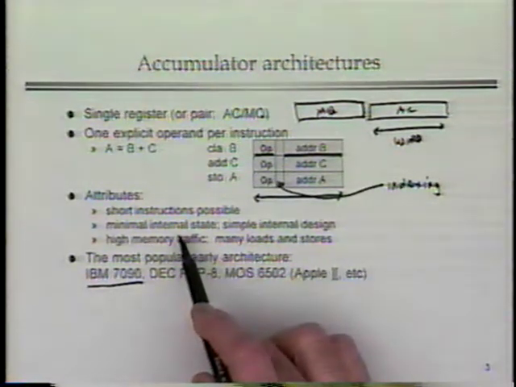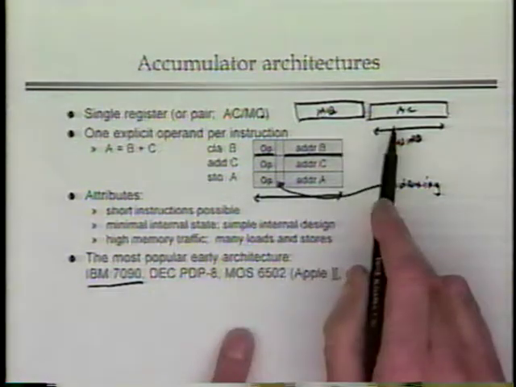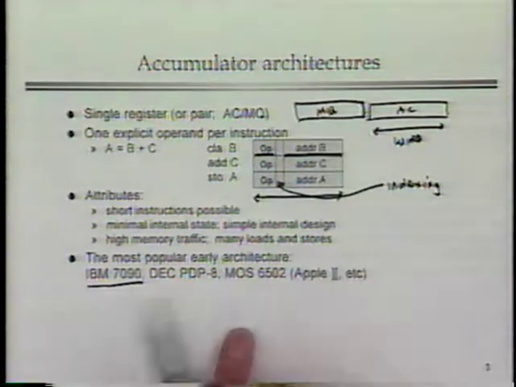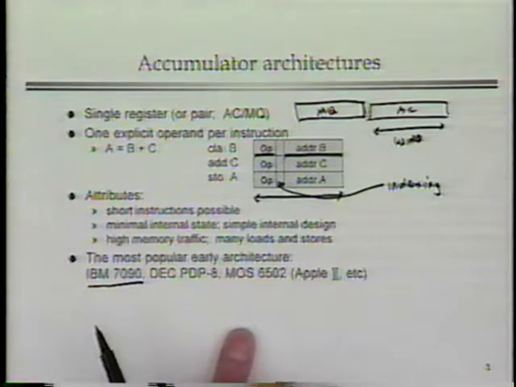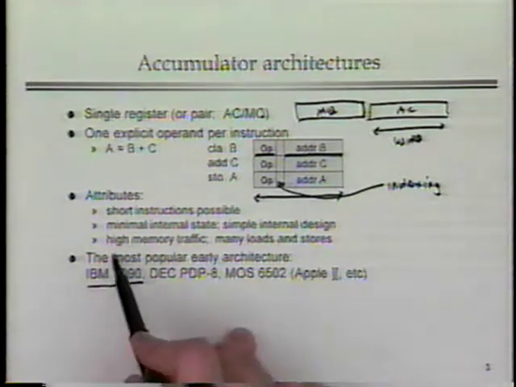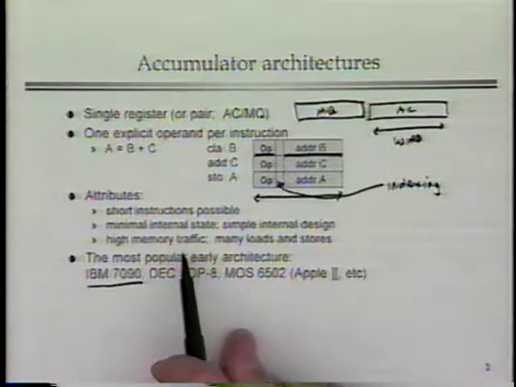It's easy to build these machines. They have minimal internal state. You only need to store the accumulator and the quotient in additional indexing registers. So they're simple. The problem, or one of the main problems, is that the traffic rate to memory is extremely high. There are lots of loads and stores.